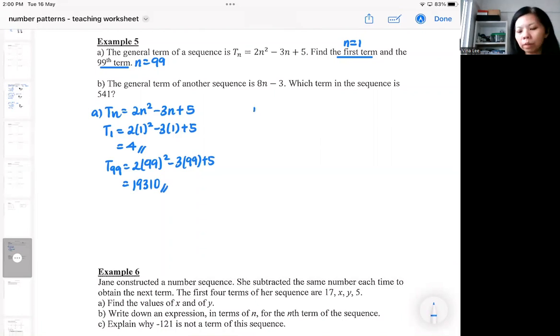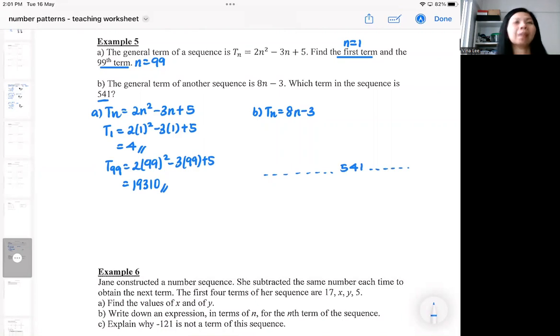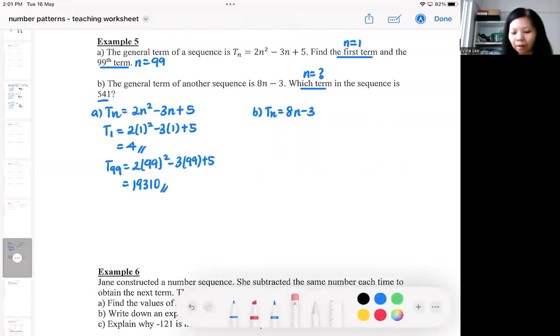Okay, part B, you are also given a general formula, but you got to read carefully. The question is asking you which term in the sequence is 541. That means, when will you see 541? Will you see 541 at the 10th term, or at the 100th term, or the 59th term? So when they're asking you for which term, they are asking you for n. Okay, so it's the opposite way. They are asking you for n. So which term will you see 541?